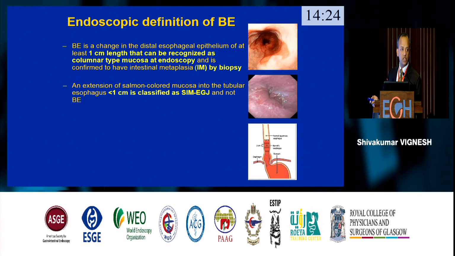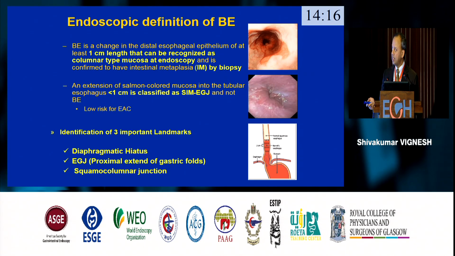That's what the acronym stands for, of the EG junction and not Barrett's, because this has a very low risk of adenocarcinoma. You all know these landmarks, but it's important to document it in the endoscopy report so your colleagues can know exact measurements if they come across the same patient.